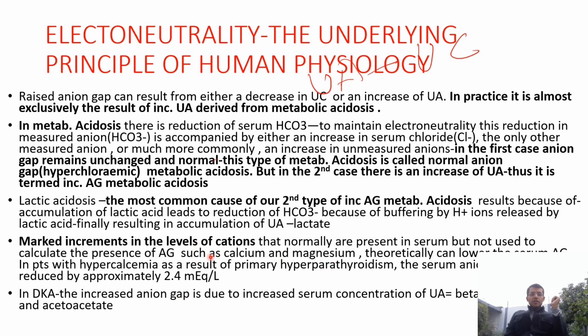Marked increments in the levels of cations, this I talked about earlier, you won't see that much in practice. In diabetic ketoacidosis, the increased anion gap is due to increased concentration of unmeasured anions. So they are basically beta hydroxybutyrate and acetoacetate.